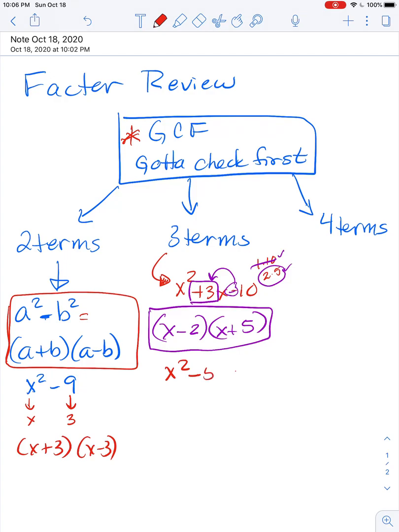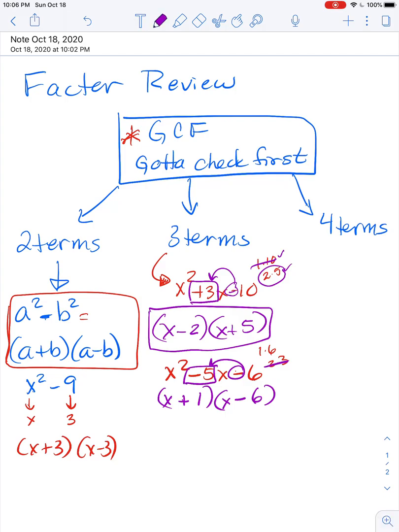Say that I had a minus 5x and then a minus 6. I'd be looking for ways to make 6. 1 times 6, 2 times 3. Now everybody grabs 2 and 3, but if you pay attention to what I said before, it has to subtract to be 5. So I would actually need to choose the 6 and the 1 in this case. And then in order to get a negative 5, I would need a minus 6 and a positive 1.